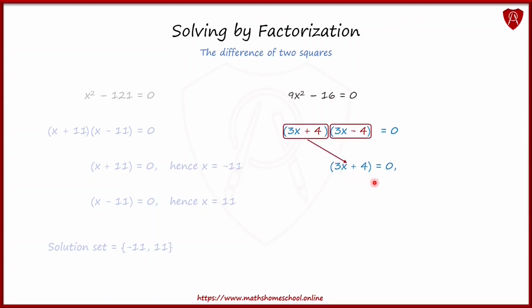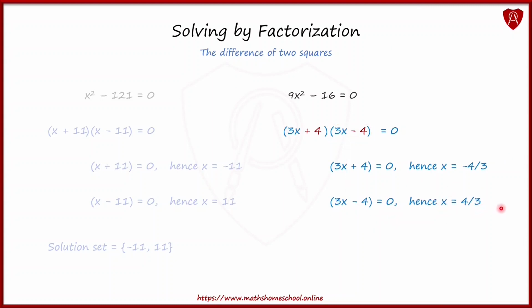3x plus 4 equals 0 means that x is equal to negative 4/3. 3x minus 4 equals 0 means x is equal to positive 4/3. Our solution set is therefore negative 1 1/3 and 1 1/3.